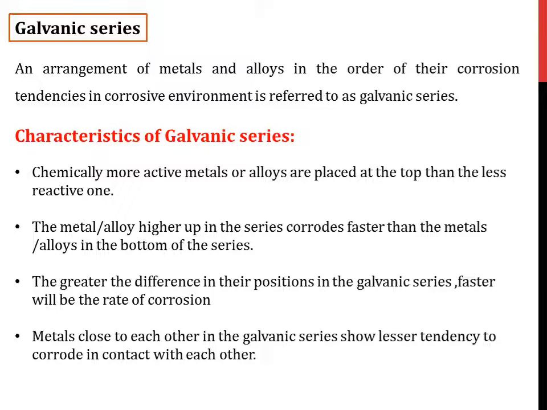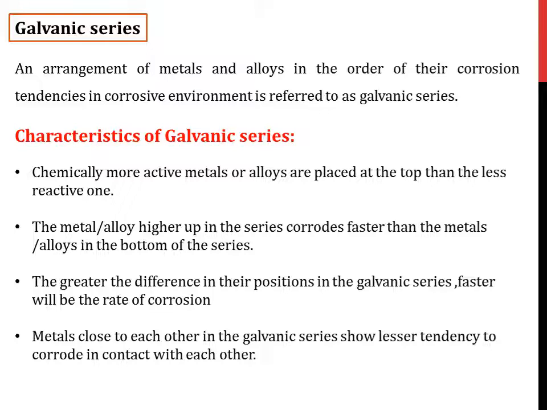So what are the characteristics of the galvanic series? If you observe the galvanic series, the chemically more active metals are placed at the top of the series. That means the metals placed at the top of the series are readily susceptible to the corrosion process. The metal or alloy higher up in the series corrodes faster than the metals or alloys at the bottom of the series. The greater the gap between the positions of the metals in the galvanic series, the faster the rate of corrosion.